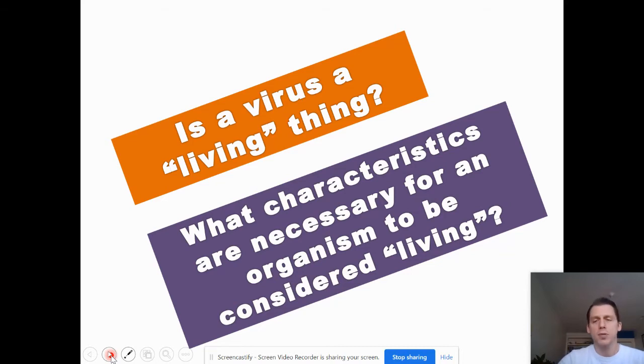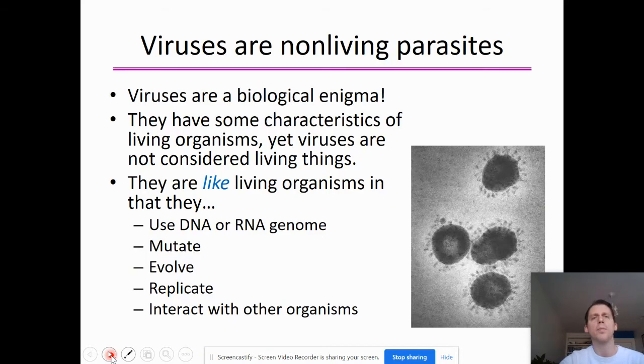So is a virus a living thing? Well, the answer is not really, right? It doesn't have all of the components of a living thing. So viruses are sort of alive, but not really. They have some characteristics of living organisms, but they're not considered living.